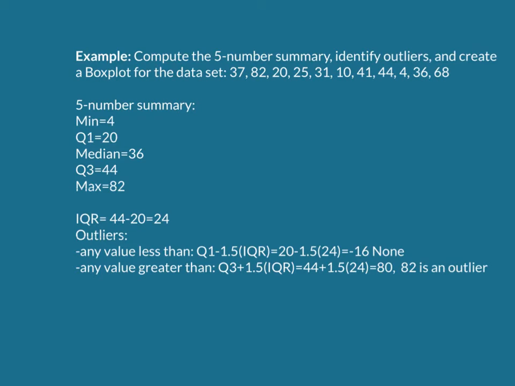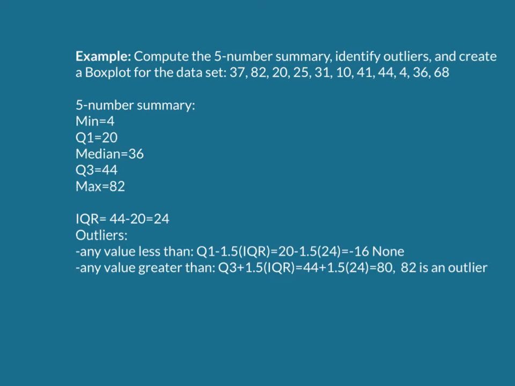Right, we're going to compute the 5-number summary, identify outliers, and create a box plot for the data set 37, 82, 20, 25, 31, 10, 41, 44, 4, 36, and 68. Using my TI calculator, I found the 5-number summary. The minimum value is 4, the lower quartile is 20, the median is 36, the upper quartile is 44, and the maximum value is 82. We compute the interquartile range, which is Q3 minus Q1, or in other words, 44 minus 20, which is 24.